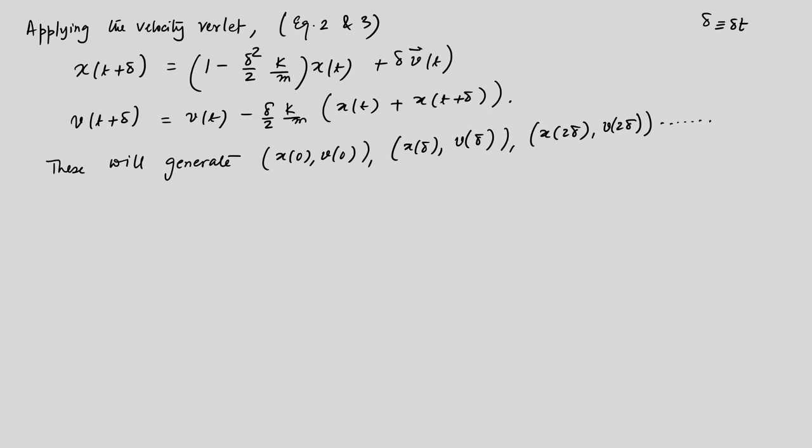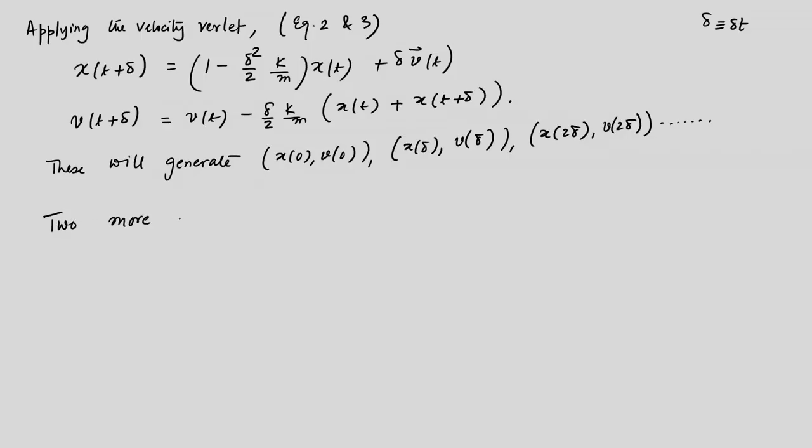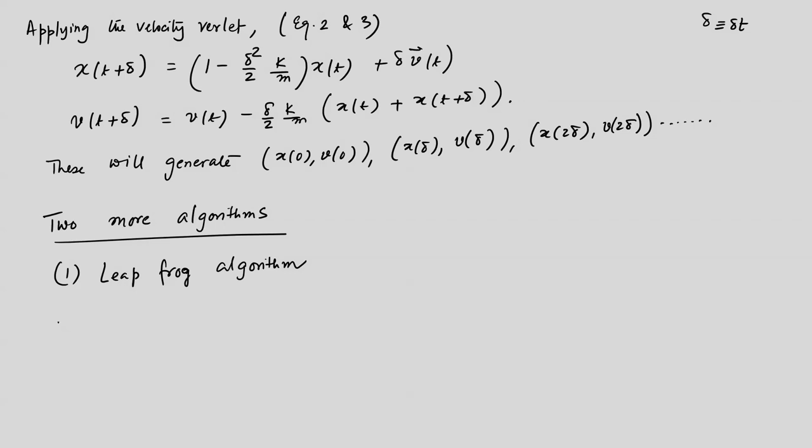and so on. Okay. So, now it is worthwhile that we talk about a couple more algorithms and show why Verlet is probably most commonly used. Somehow those algorithms are also popular and people have used them, so two more algorithms. One is called the leapfrog algorithm, and the second one is called the Beeman's algorithm. Okay. So, we briefly describe them without derivation.